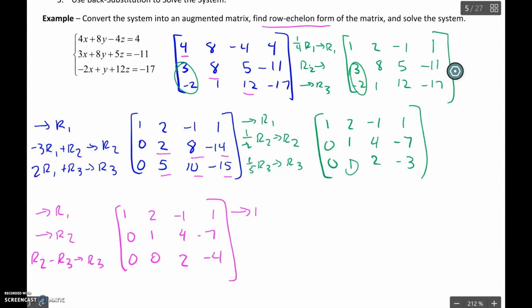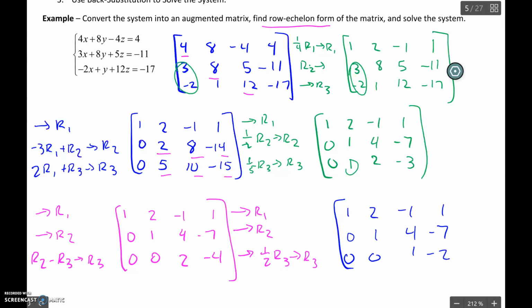So we're going to keep row 1, we'll keep row 2, and row 3 we're going to do 1/2 row 3 to my new row 3. And this will be our final one. 1, 2, -1, 1, 0, 1, 4, -7, 0, 0, 1, -2. All right, we are in row echelon form.